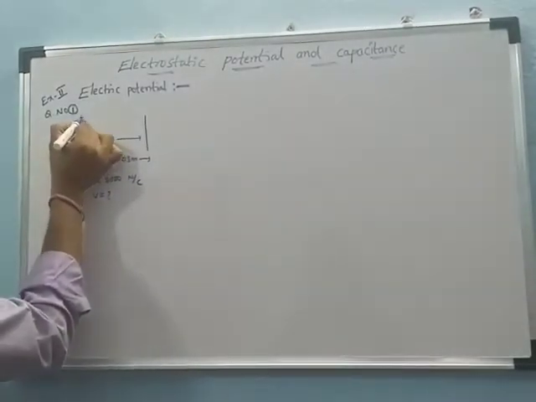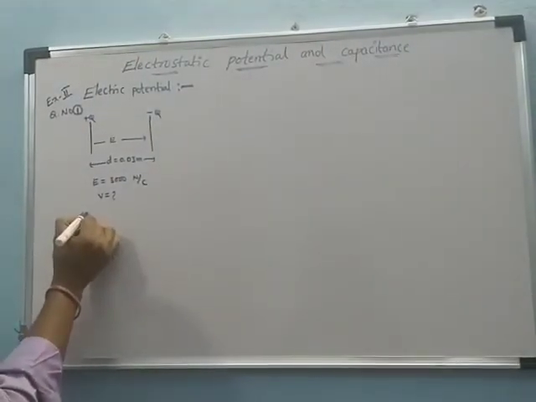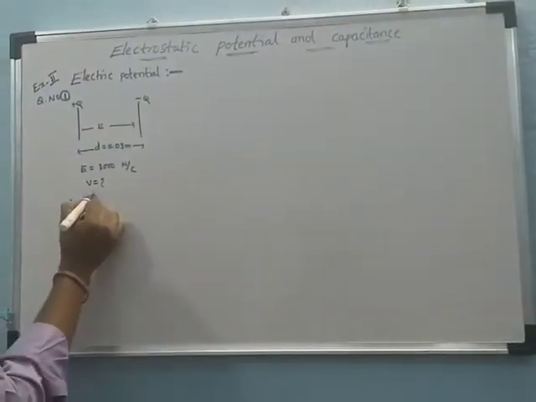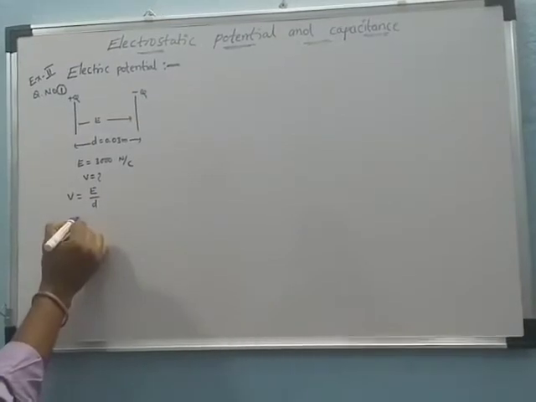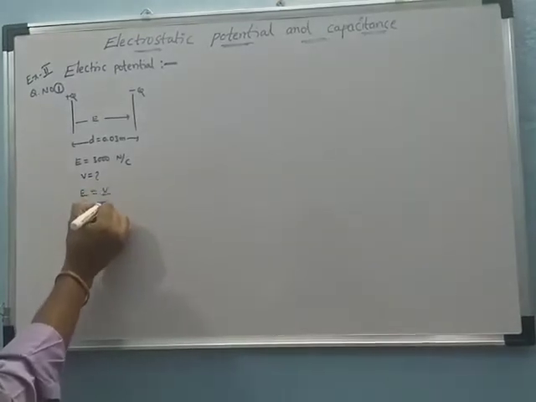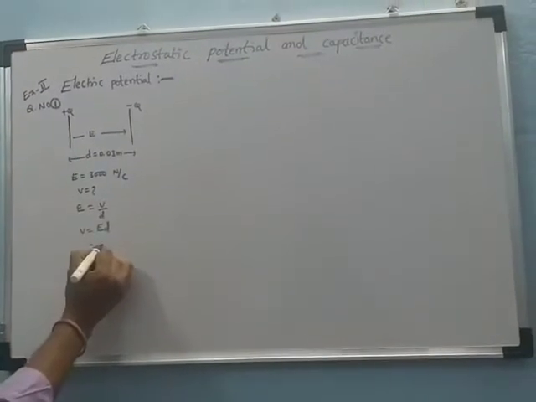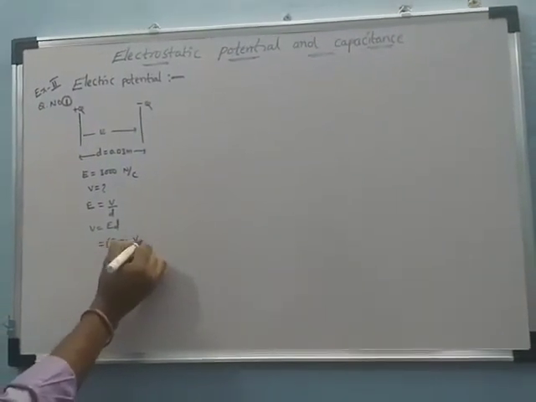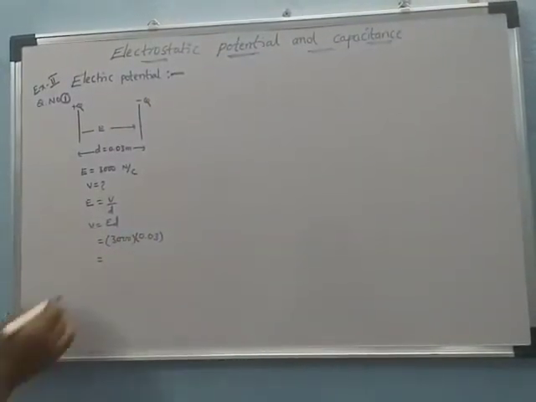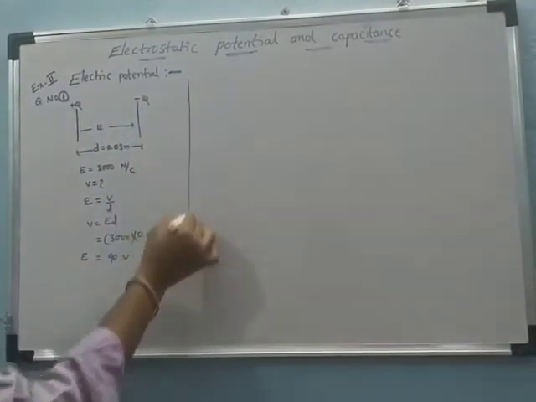This is the positive charge, and this is the negative charge. Now, what is the formula for the electric potential? E is equal to V by D. Then V is equal to E into D. Here E is 3000 and D is 0.03. The calculation gives us 90 volts. This is the potential difference between the two plates.